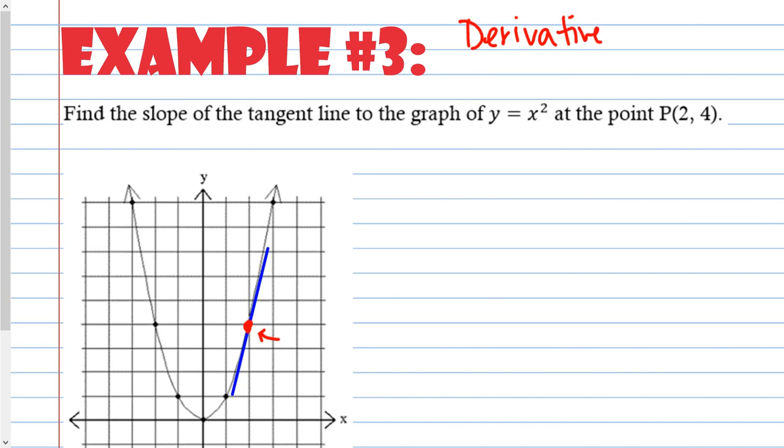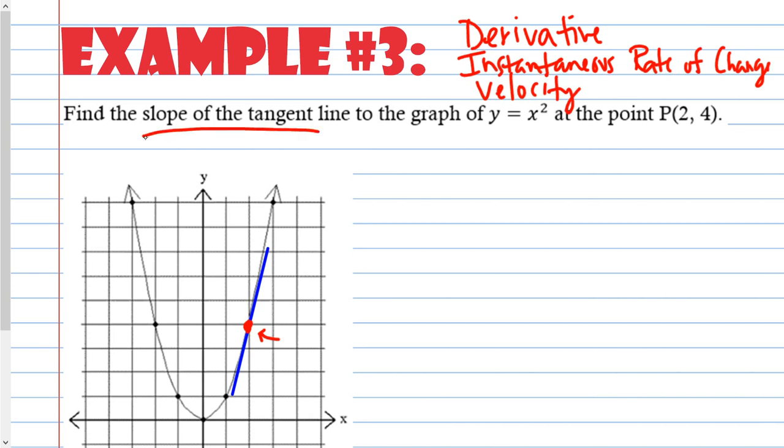So derivative, the slope of the tangent line, instantaneous rate of change, which is very different than average rate of change. Instantaneous rate of change is the rate of change at that instant, that one point, and velocity somewhere in the near future. All of these things, these 4 things, that's what they're called, and the process is the same exact thing. You're trying to find the slope.